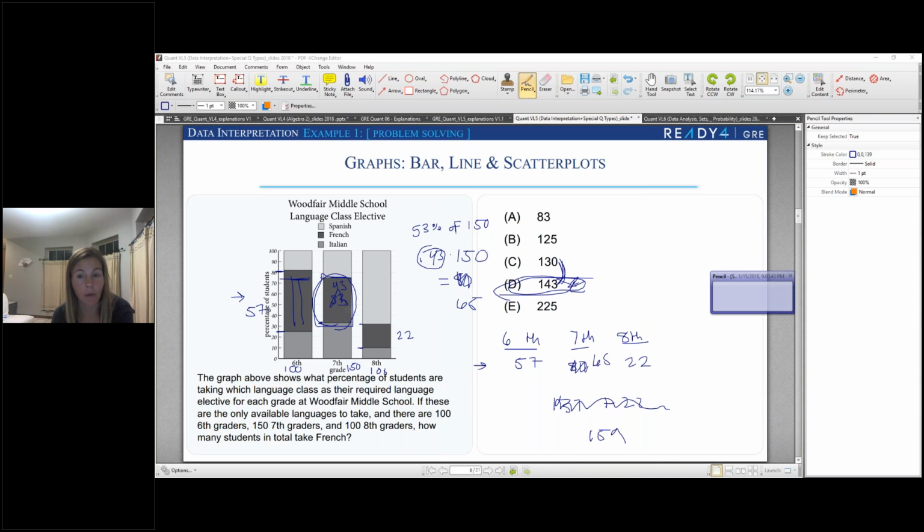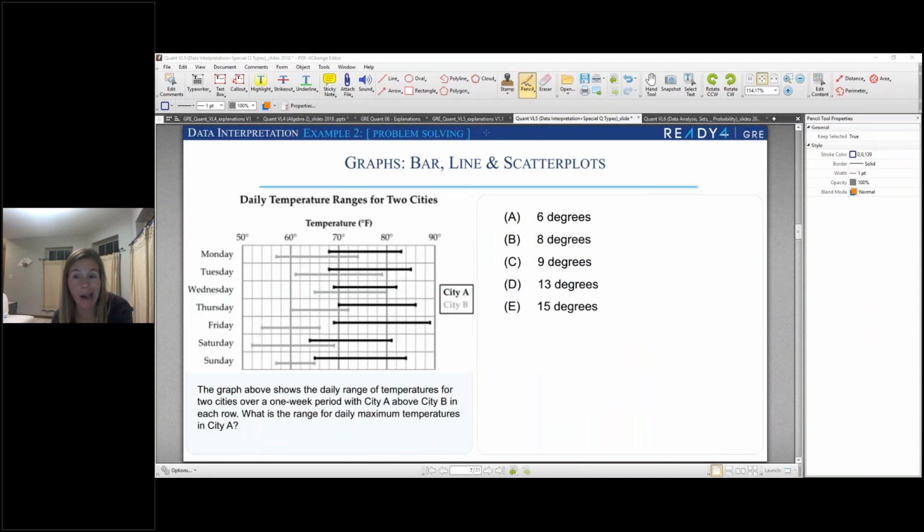All right, cool. So that's a bar graph problem. Now we get to a line graph, kind of a similar idea here. The graph above shows a daily range of temperatures for 2 cities. What is the range for daily maximum temperatures in city A? Just to be clear, range means the biggest minus the least. Okay, so take a minute on this one.